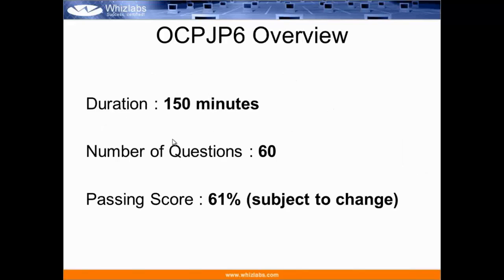A little bit about the OCPJP 6 exam. The total duration of the exam is 150 minutes. The number of questions that you need to solve in it is 60, and the passing score is 61%.